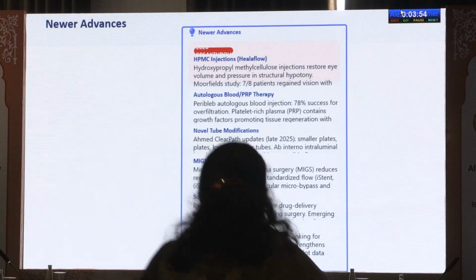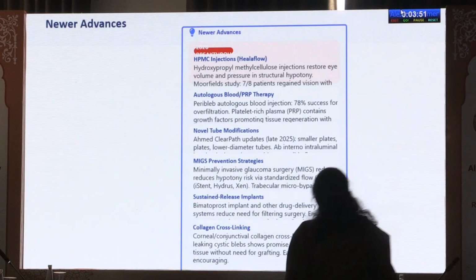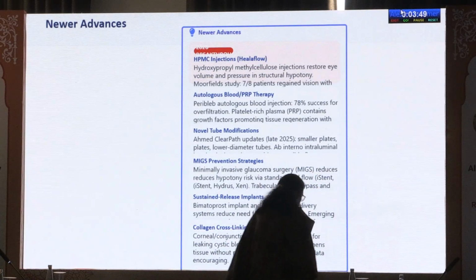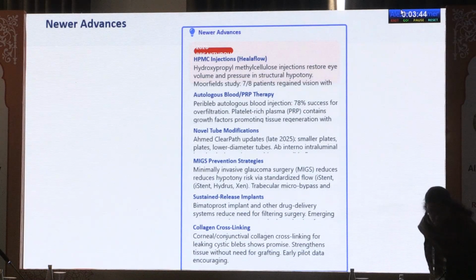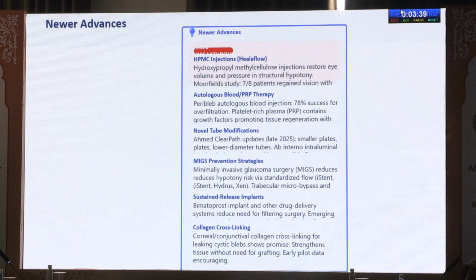longer than what we know, autologous blood or platelet-rich plasma. There are tube modifications called the Ahmed ClearPath, which has smaller plates. It has a more regulated drainage than the regular GDD devices. MIGS is a strategy that can be done in a phased manner to prevent sustained hypotony. You have avoiding surgery itself by sustained release implants, with bimatoprost being a new one, and collagen cross-linking of the blebs is something to increase the strength of the bleb nowadays and reduce filtration.